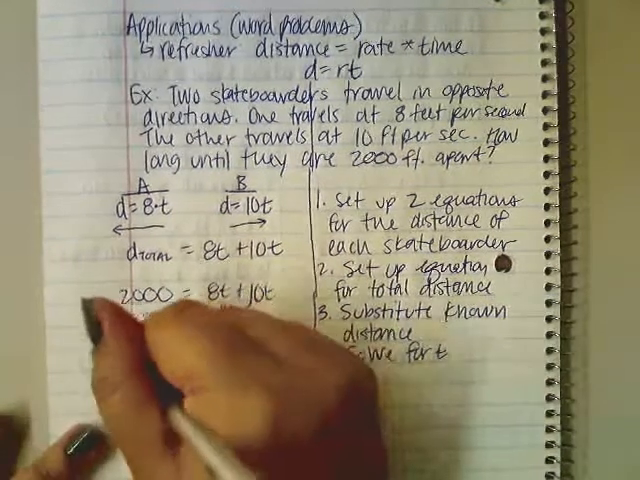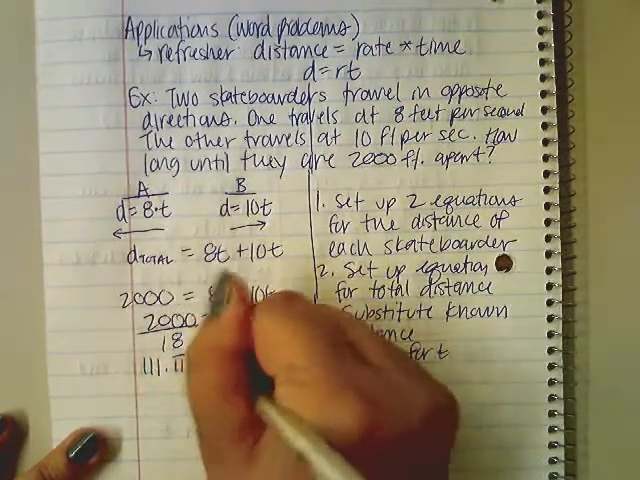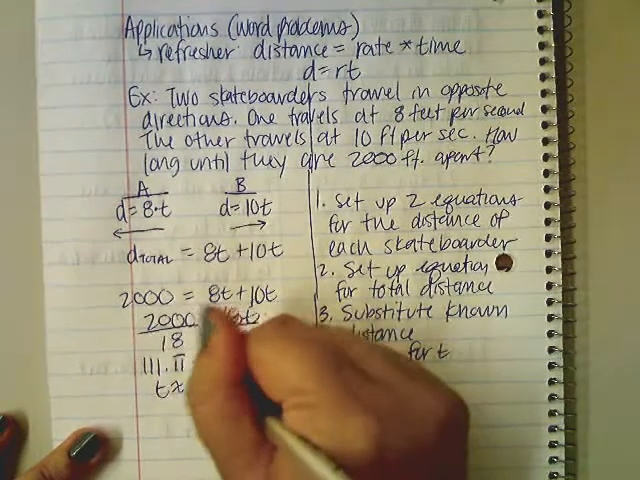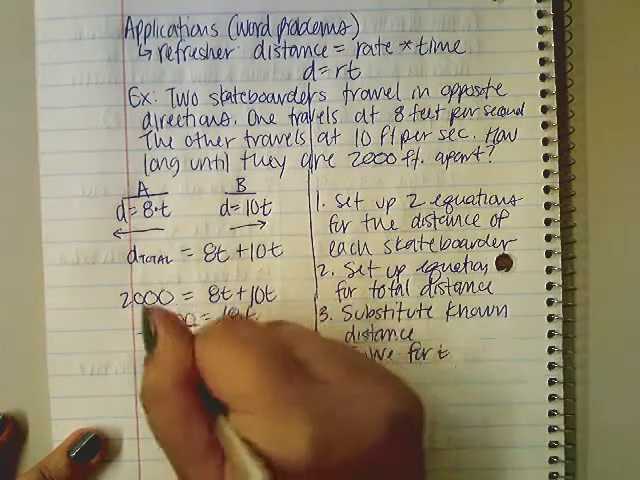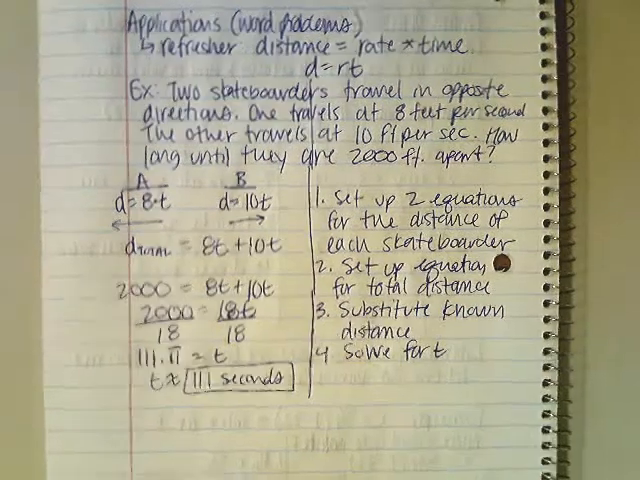And I get that 111.1 repeating is equal to t. So the time is approximately 111 seconds. So that would be our answer, 111 seconds.